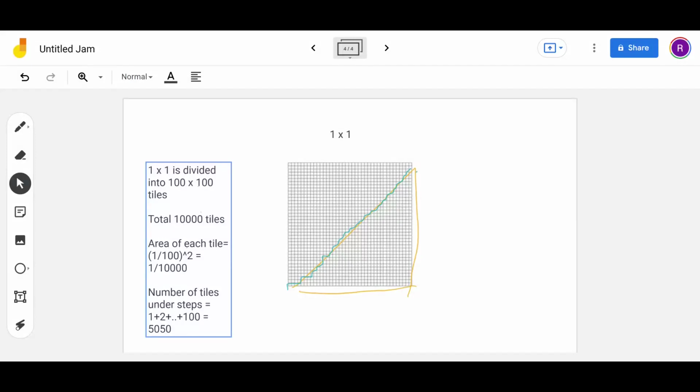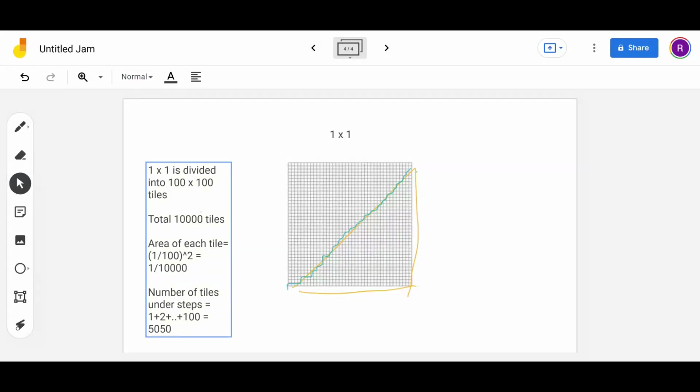Sir, the area is equal to 0.5. Area of what is 0.5? The area of the 1 by 1 triangle, the yellow triangle. Yeah, the area of the triangle is 0.5. But you got that by the formula, right? Half into base into height. I want to do it by counting tiles.